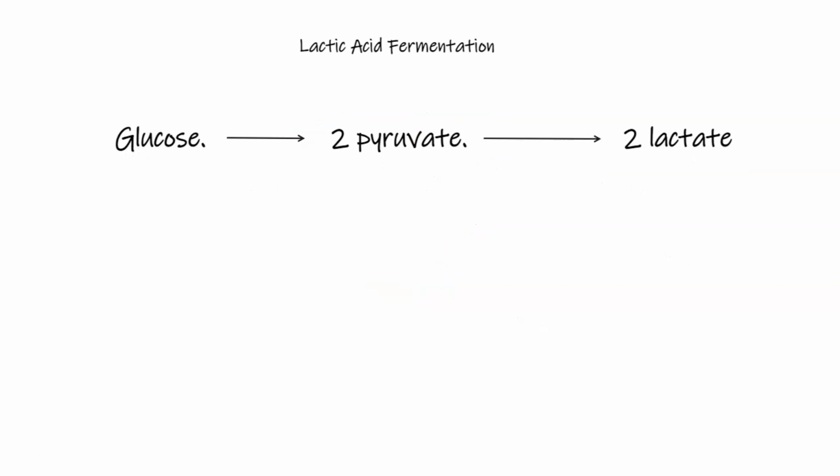There are two types of fermentation that we'll discuss. They ultimately differ in which molecule is used as an electron receptor, allowing NAD plus to be regenerated. The first is lactic acid fermentation. In this process, NADH transfers its electron directly to pyruvate, generating lactate as a byproduct. So let me show you how this works.